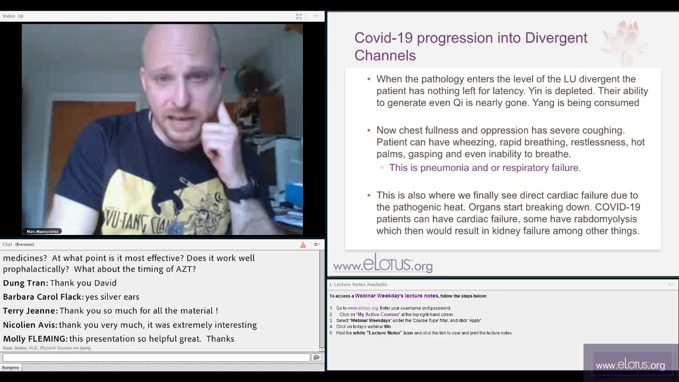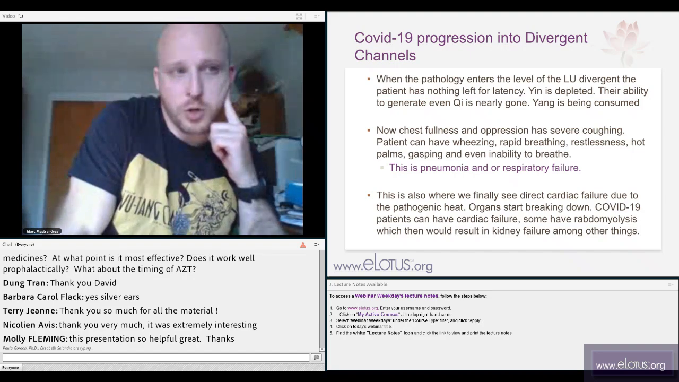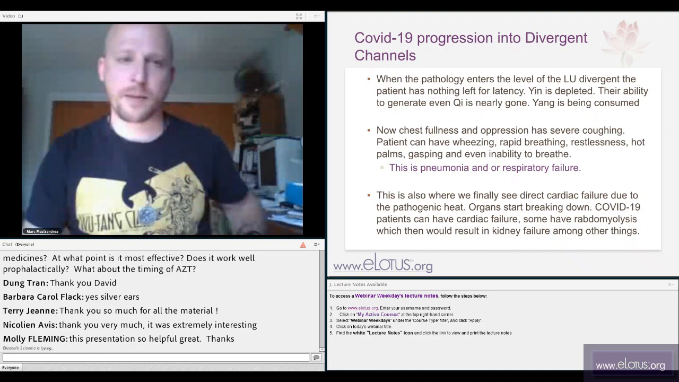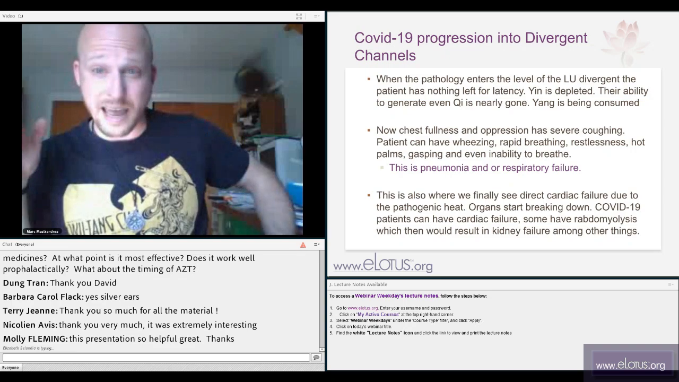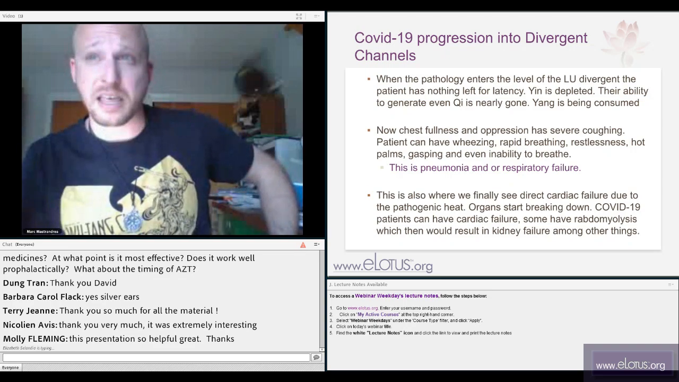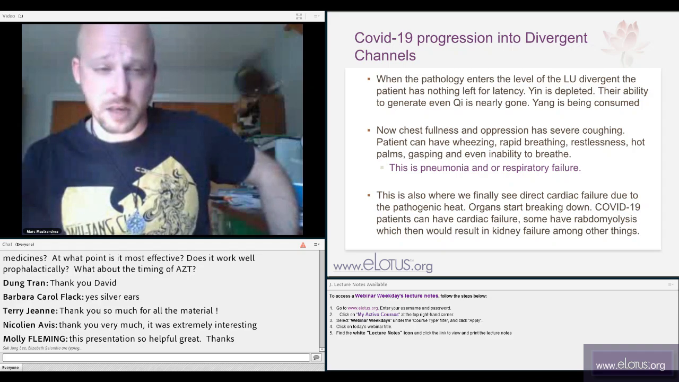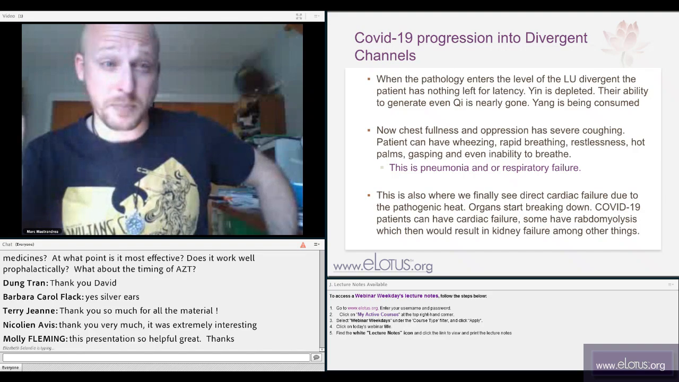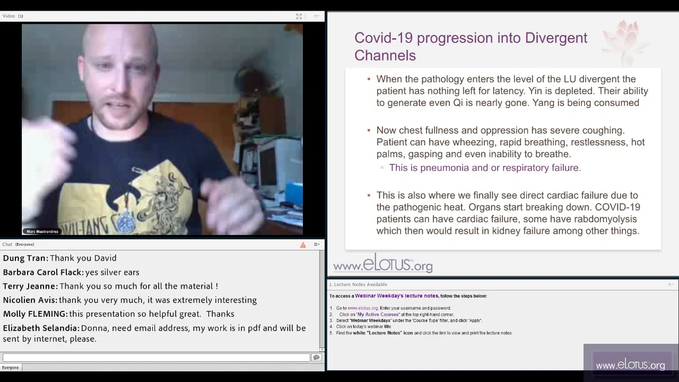When the pathology enters the level of the lung divergent, the patient has no more latency. You're looking at a last stand at this point. Literally, I'm not mincing my words here. You're looking at a last stand. And they're either going to eke out of this because, thankfully, they were able to keep the pathogen away, even at all the severe things they went through, or they could die, or you're going to be treating them. Those are the only possibilities, right?